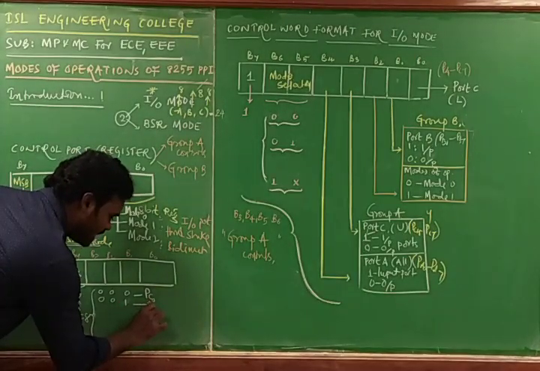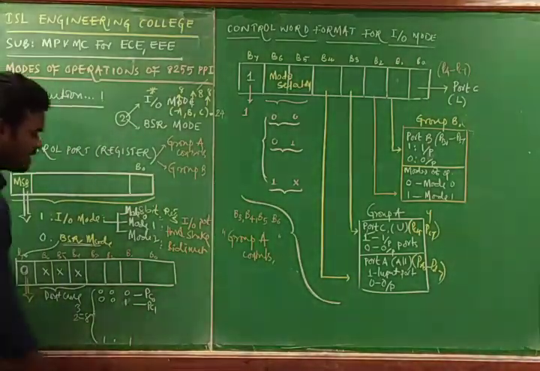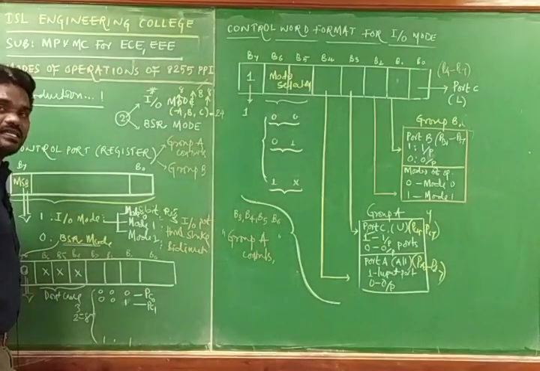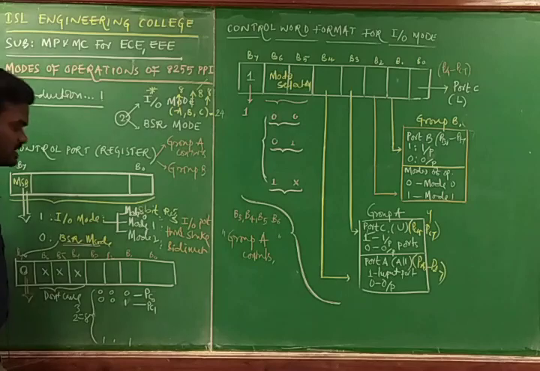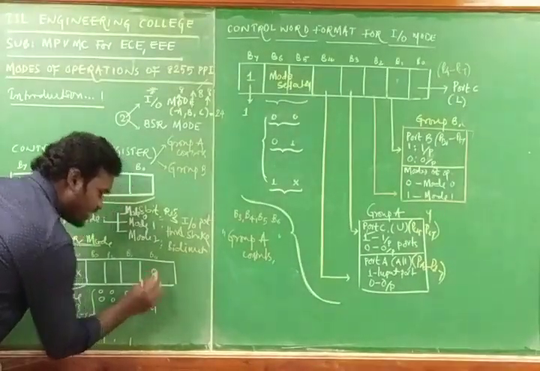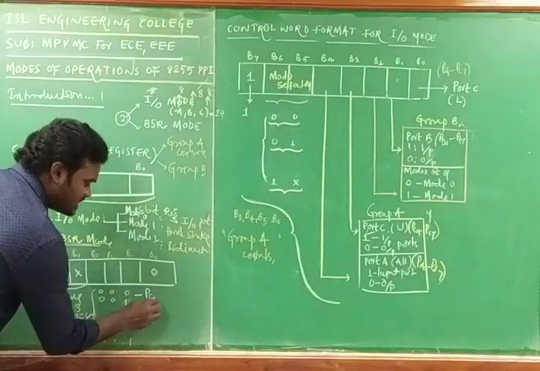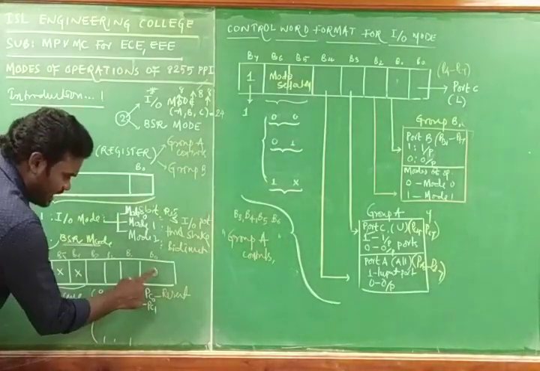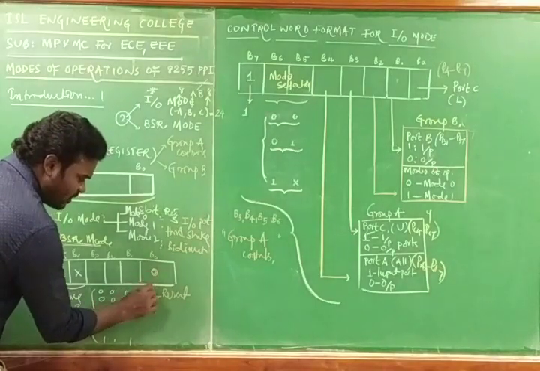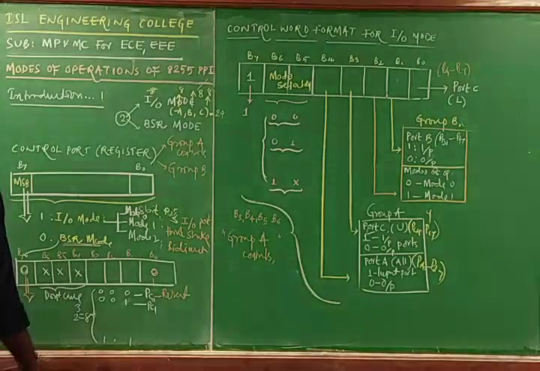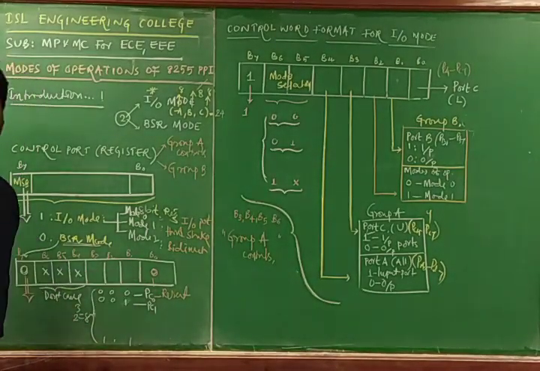001 selects the second signal in port C, that is PC1. Then B0 defines the set or reset of that selected port signal. For example, if B0 is 0, then PC0 is going to reset. If B0 is 1, the same PC0 is going to be set.